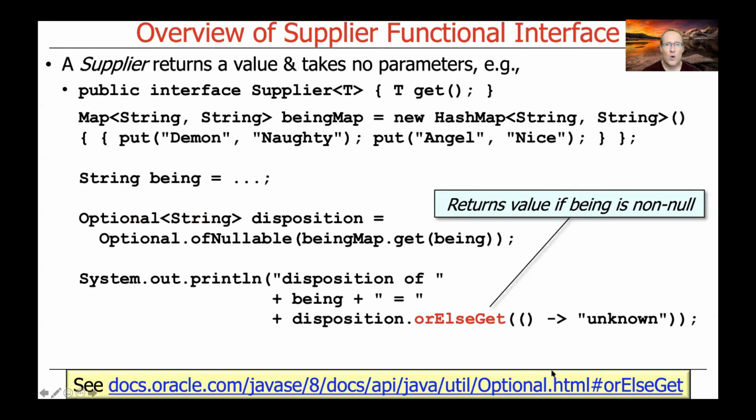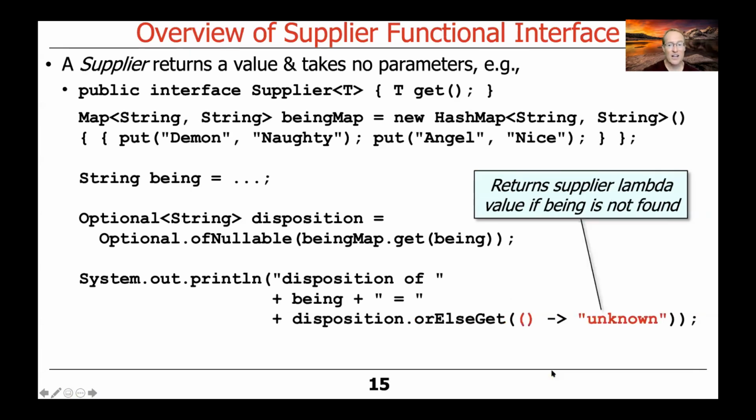Now, down here, once we're done with all this stuff, we're going to go ahead and say the disposition of our being, where our being was the string that we got, is going to be disposition.orElseGet. What that does is, if the optional has a value, it'll return the disposition, like nice, naughty, and so on. But if the value's empty, we're going to give it a string that we want to have printed. And that string will be, in this case, the string unknown. So that's the value that'll be returned if the being is not found in the map.